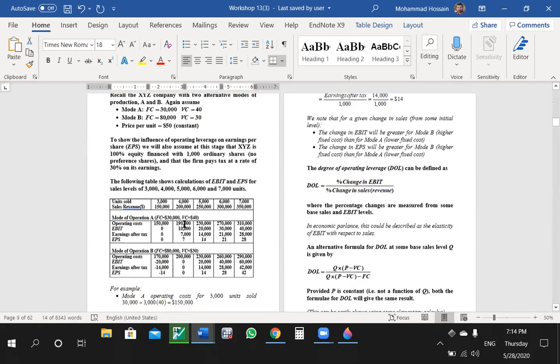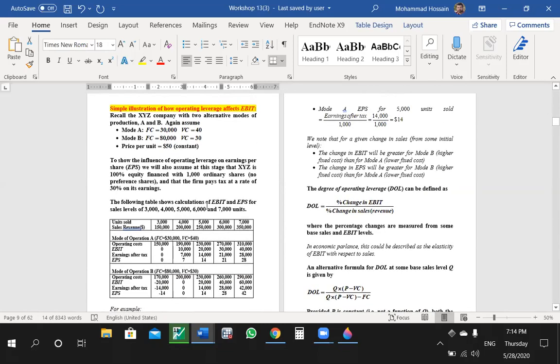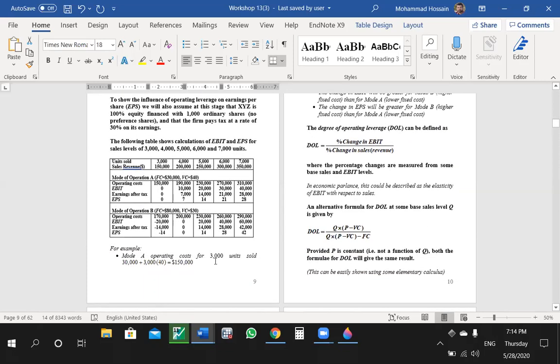Okay, they already have it here. So they're trying to show you that if you increase your sales, what's going to happen? Your earning before interest and taxes (EBIT) and your earning per share (EPS) will be changing too.